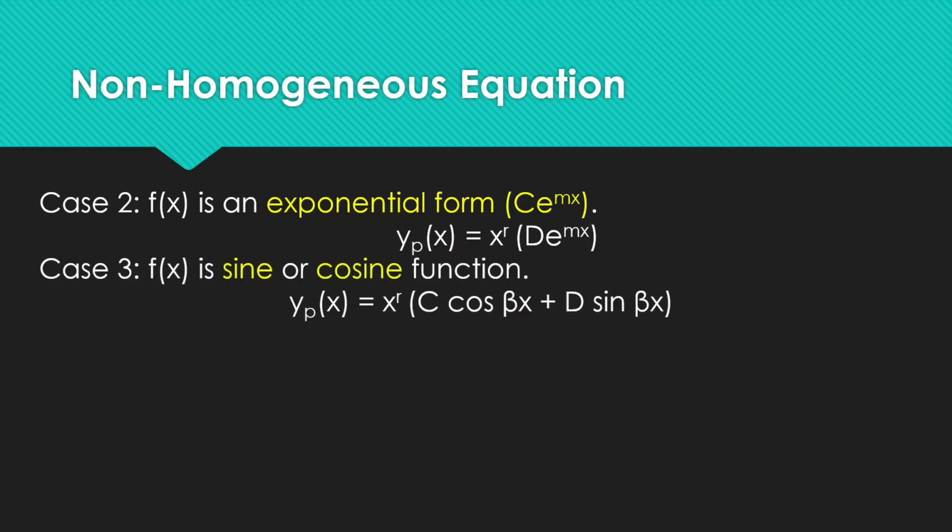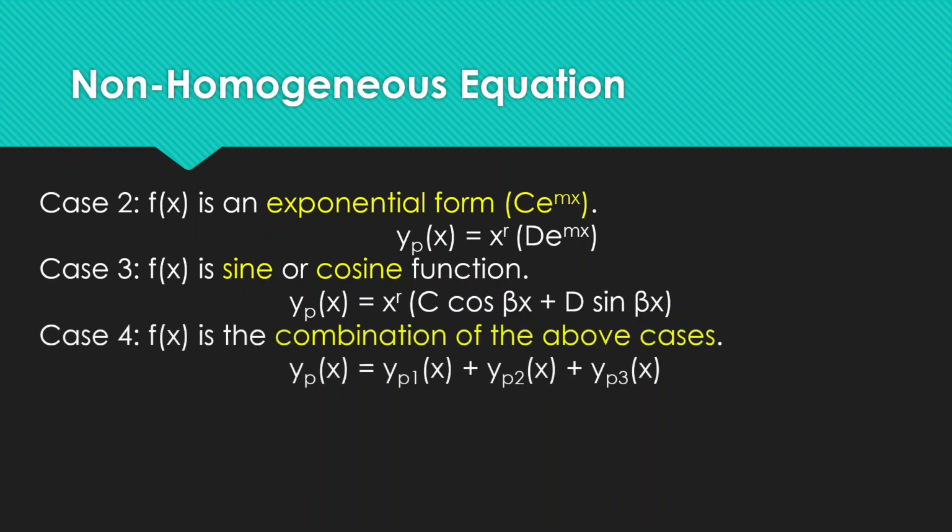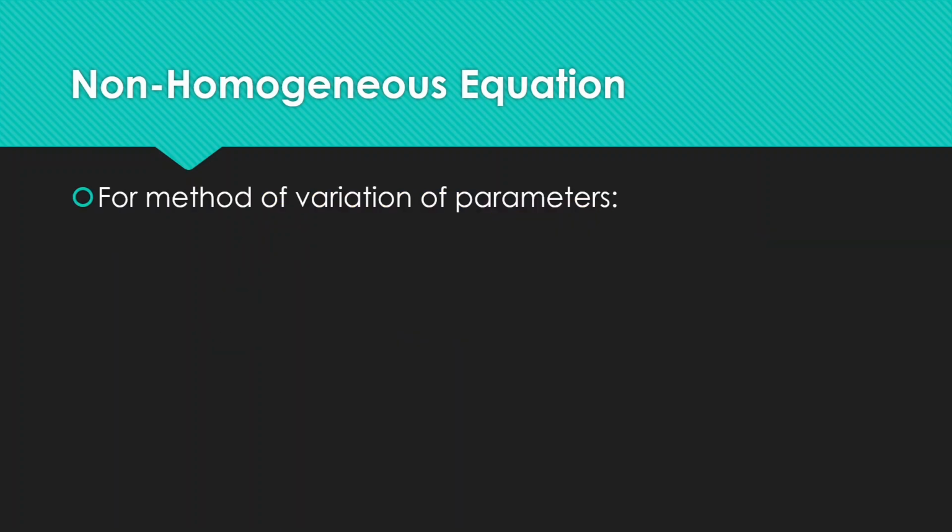Case 3, f(x) is a sine or cosine function. yp(x) equal to x^r multiplied by (c cos beta x plus d sin beta x). And finally, case 4, f(x) is a combination of the above cases. yp(x) equal to yp1(x) plus yp2(x) plus yp3(x). The process of finding r is the same for every case above. As for the cases not mentioned above, yp(x) will be solved using method of variation of parameters.